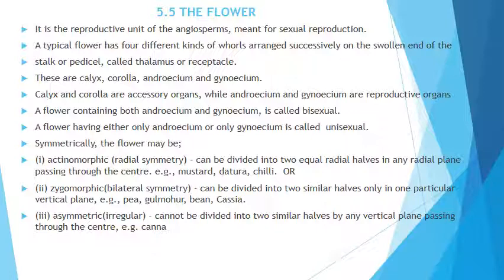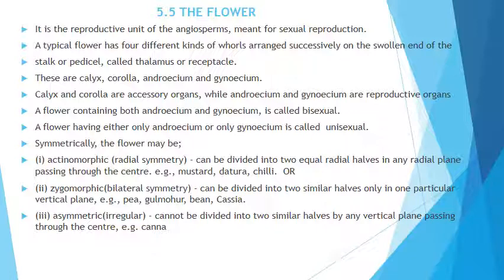First, on the slide before you, it is actinomorphic. It means radially symmetrical. If we divide it, it will be divided into 2 equal radial halves in any radial plane. That's why it is called actinomorphic or radially symmetrical. Examples are mustard, datura flower and chili flower. Second one is zygomorphic. Zygomorphic means bilateral symmetry.